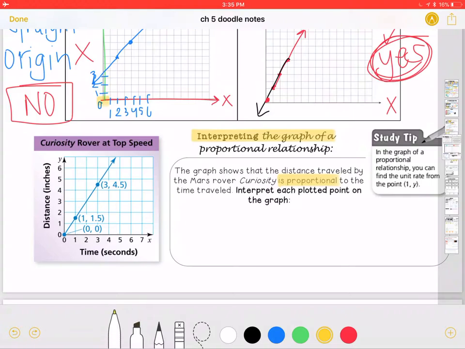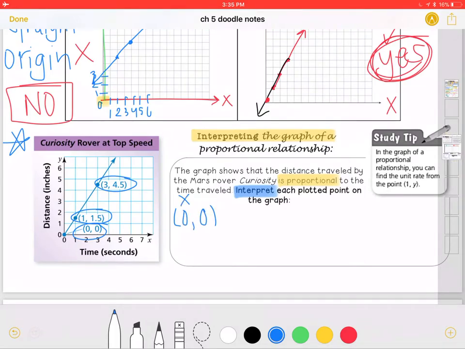So what they want you to do is they want you to interpret each plotted point on the graph. Interpret means to explain or to describe. So what do I mean by that? Is you're going to take each ordered pair, right? There's 3 on this line, and you have to interpret or explain what it means for this graph. So the first point, 0, 0. Well, 0 is our X. So what are our x's representing? Take a look at your x. It's representing time in seconds.